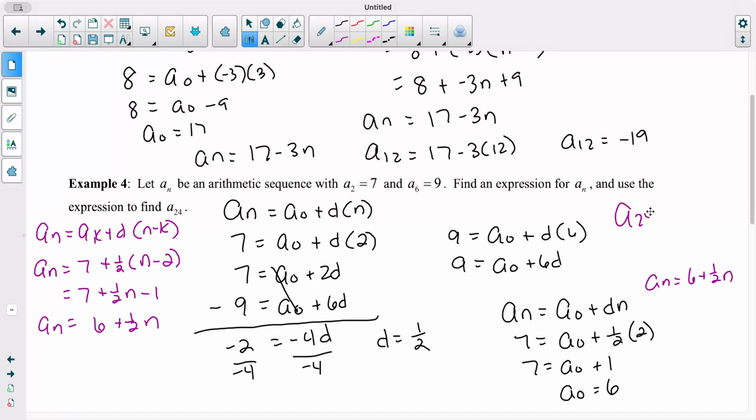Okay, so I want the 24th term, so 6 plus 1/2 times 24. 1/2 of 24 is 12, plus 6 should be 18. Okay, so again, that's just given a couple of values.